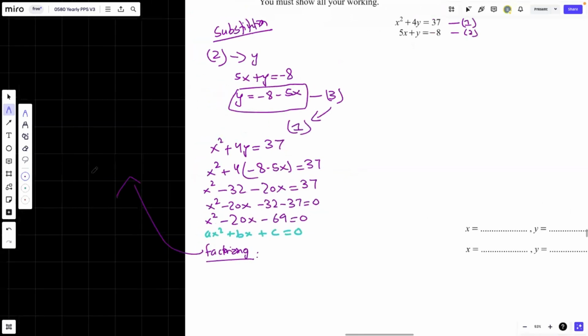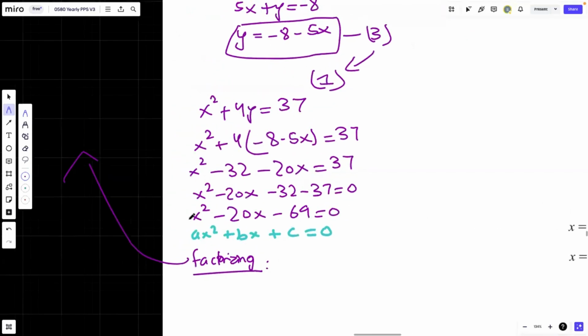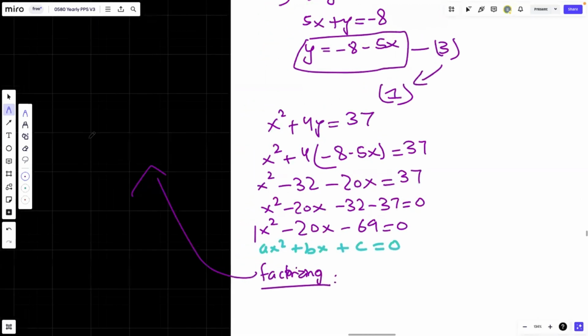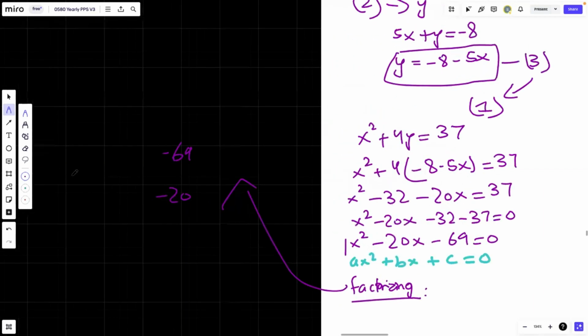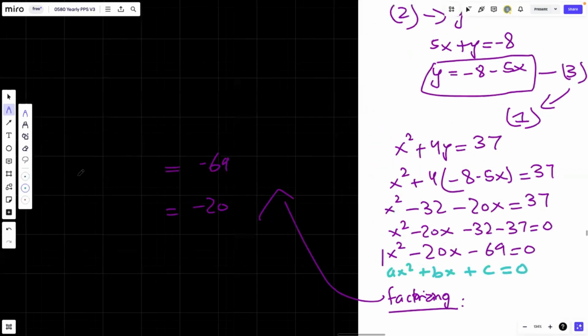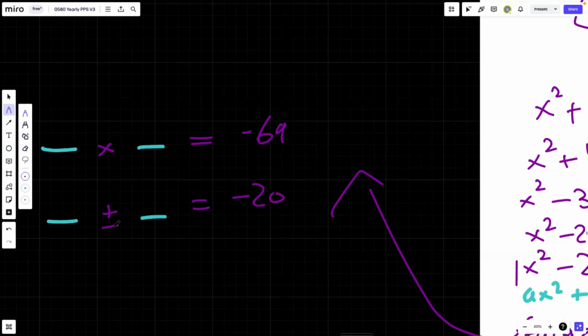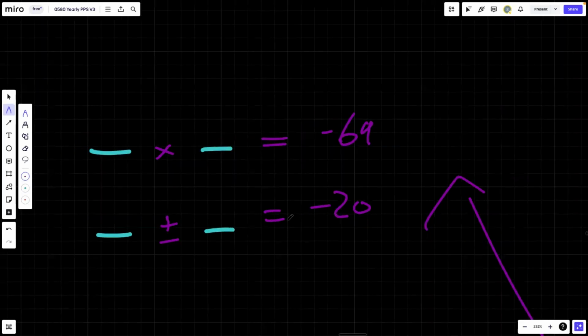Now for factorizing, I have 1 here and 69 here. So that's negative 69, and the middle term is negative. So I need to think of 2 numbers that multiply to give 69, and the same 2 numbers either add up or subtract to give minus 20, which is the middle term. So I'm thinking of factors of 69.